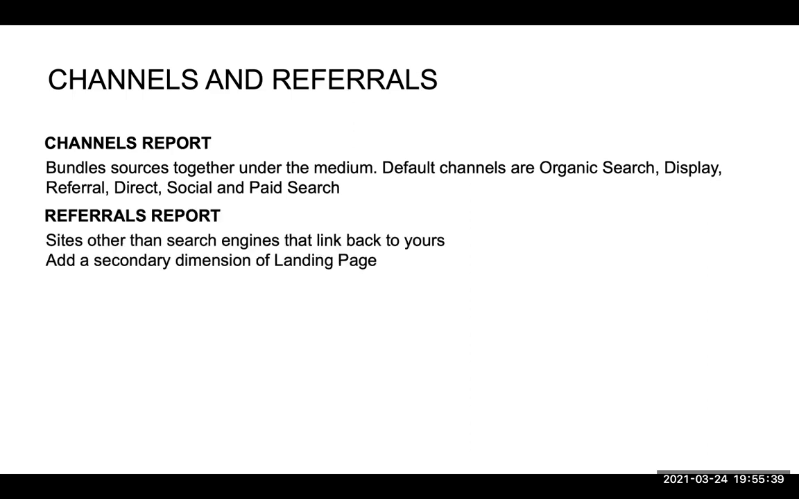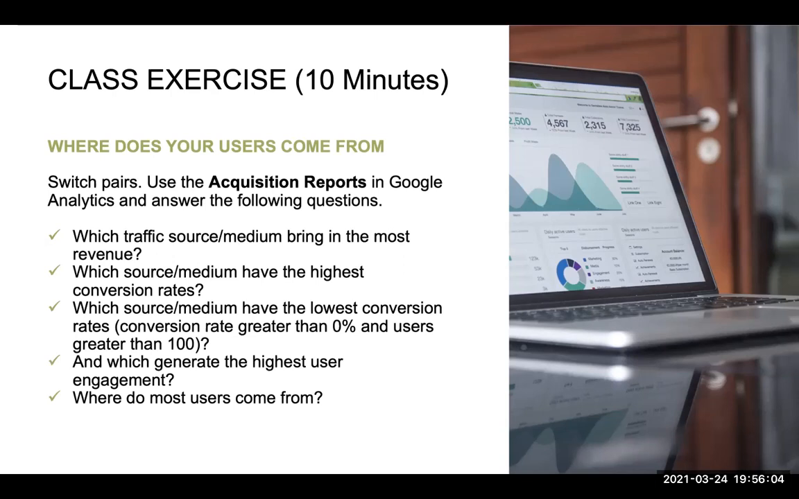All right. So the referrals report shows sites other than your search engines that link back to yours. It says add a secondary dimension of landing page, and that was demonstrated in the video. That is another filter you can use to see which referrals or which other sites are sending people to your website. This is how many companies, for example, seek out partnerships with other companies. We're going to do this activity, but let me just get through the lecture because we're going to go into the Google demo account.